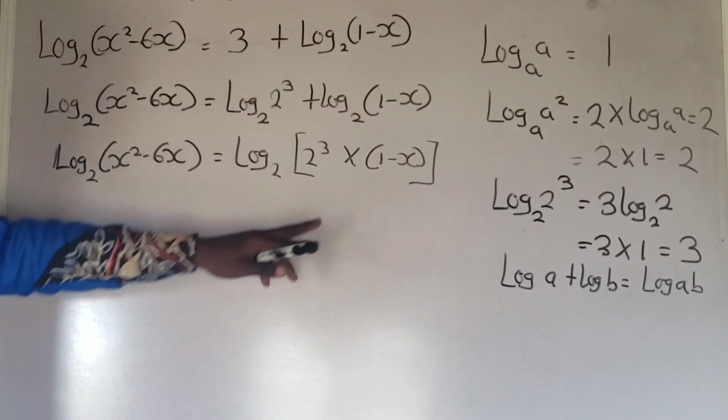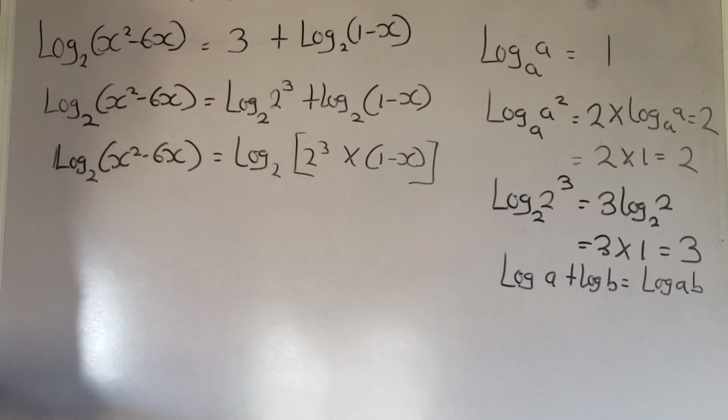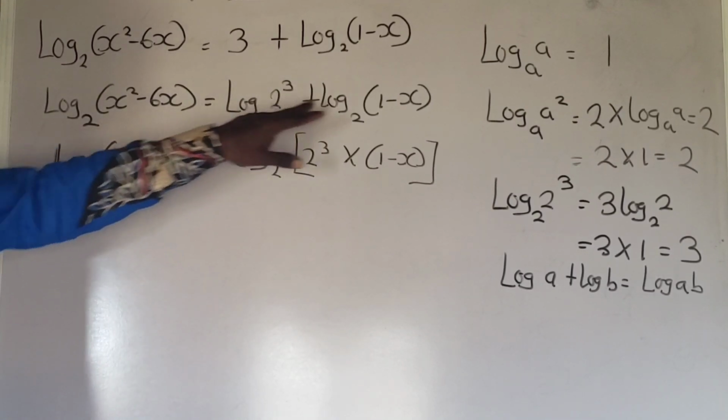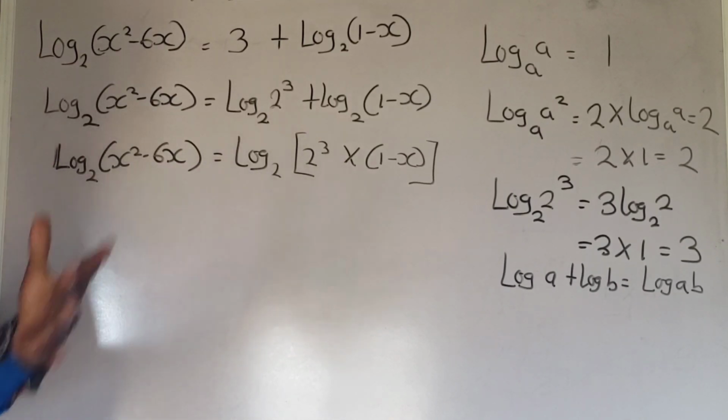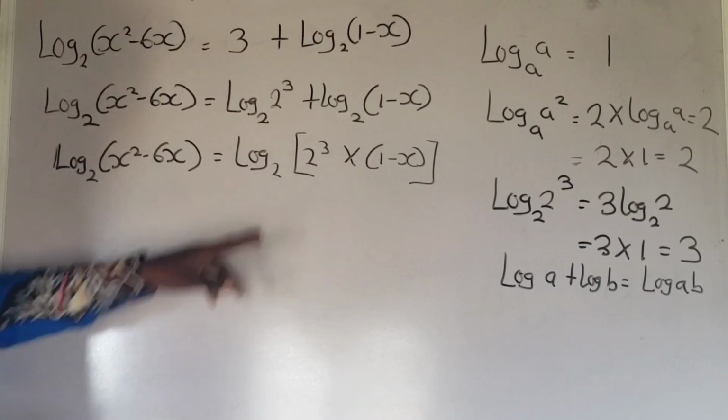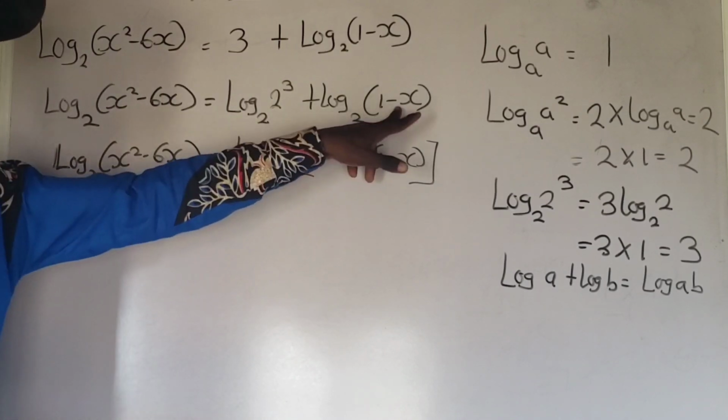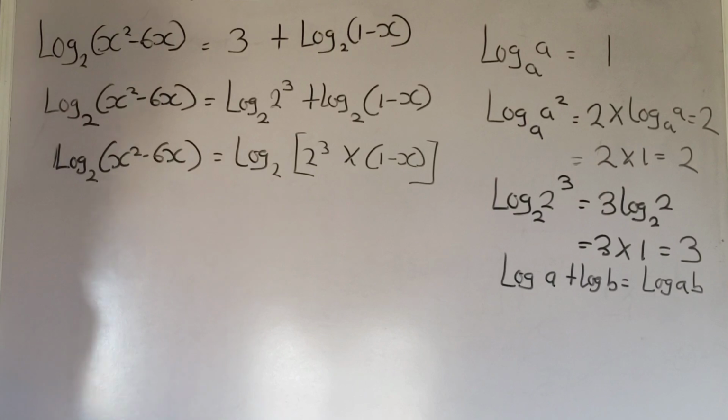Do you understand how I got this? It's very simple. The sign between this log and this log is an addition sign, and the sum of logs is the log of the product. That's the law that I used. When we have an addition sign between two logs, we take the product, so I take the product of 2 raised to the power of 3 and 1 minus x. Okay, let us proceed.